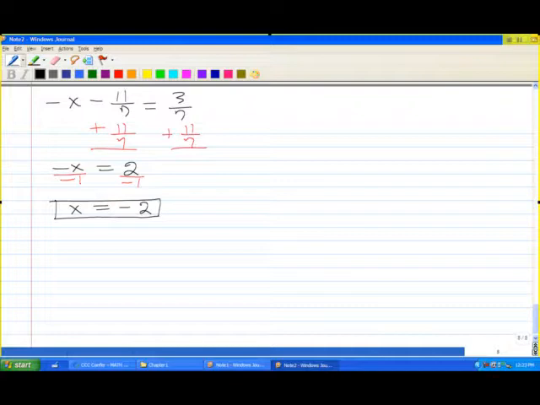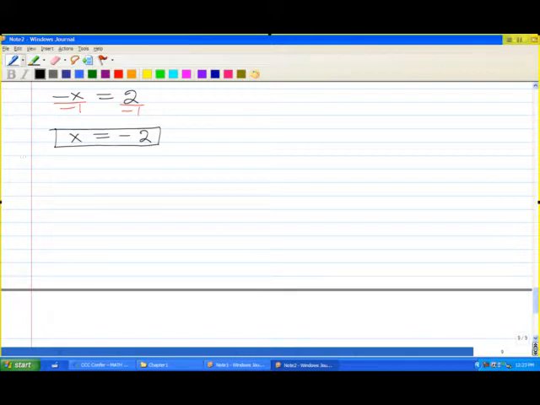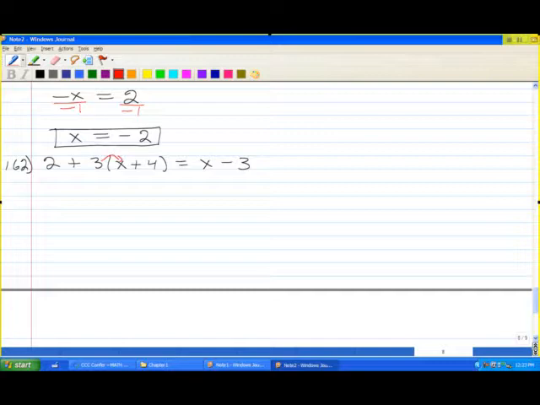Let me do problem number 162. In exercises 161 to 180, solve the equation. And so, let me first simplify each side of the equation. Let me multiply the 3 inside the parentheses. By the distributive property, I have 2 plus 3 times x is 3x, 3 times 4 is 12, equals x minus 3. Let me combine like terms. 2 plus 12 is 14.